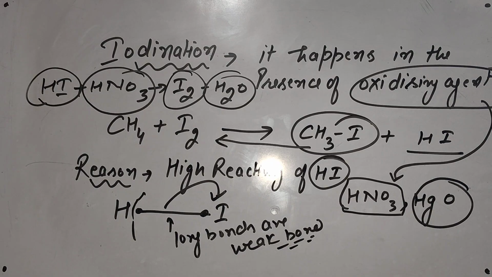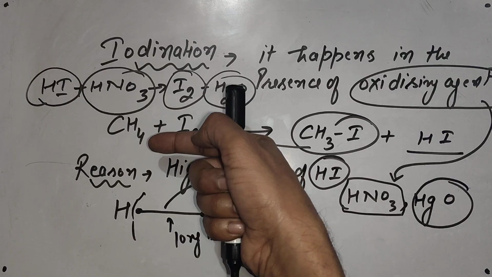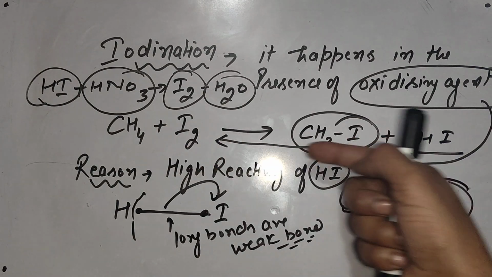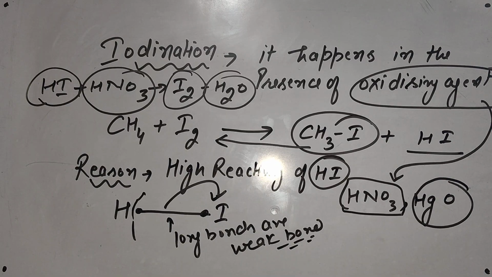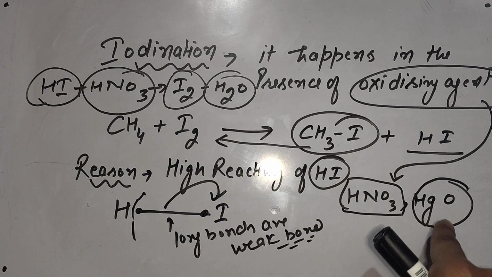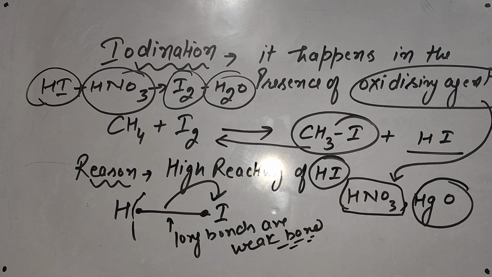This is the important point in iodination you have to keep in mind: iodination will happen in the presence of an oxidizing agent. Reason: this side product HI is highly reactive due to its very long bond, and that high reactivity makes this reaction move in the backward direction. This HI is going to react again with CH3I, and it will give back the reactant. Now to finish it out, we are using strong oxidizing agents. The reaction will happen and it will finish to iodine.